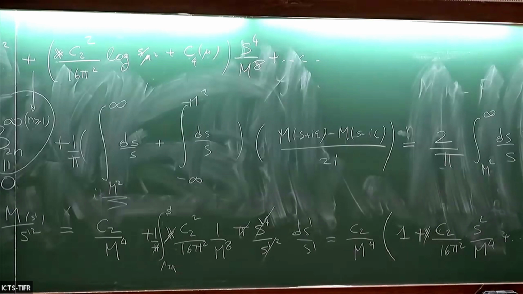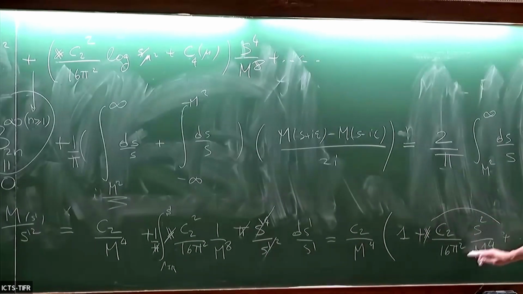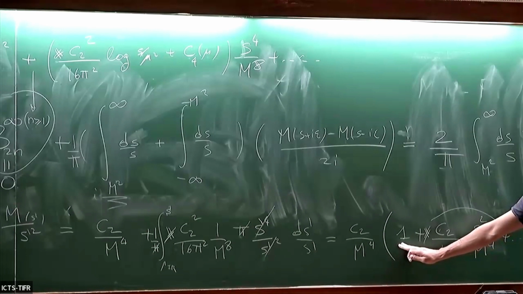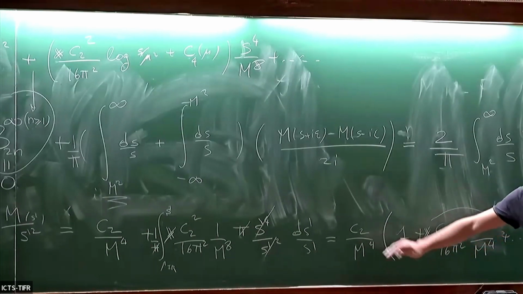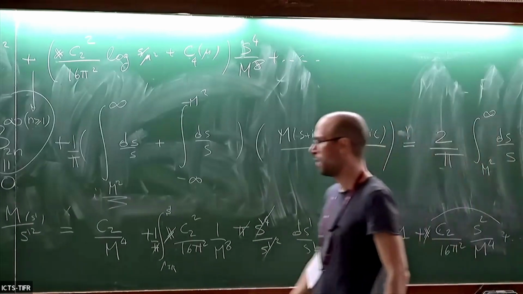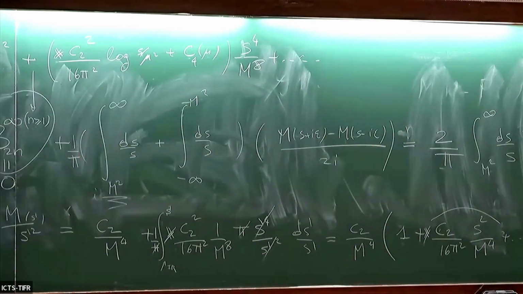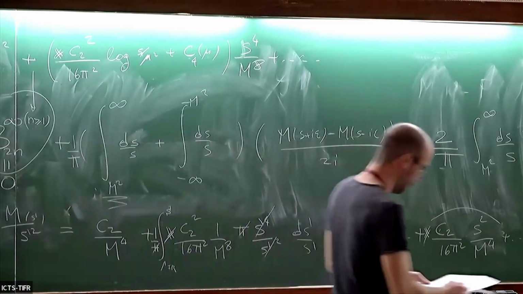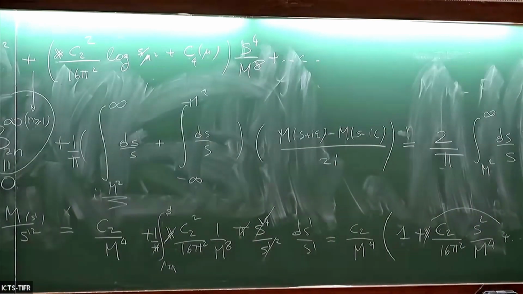So within the validity of the effective theory, this C2 term is never going to beat 1. Okay? So C2 positive, established. There's no problem. So for the arc 2, no problem. For the arc 4, let's go to the next.